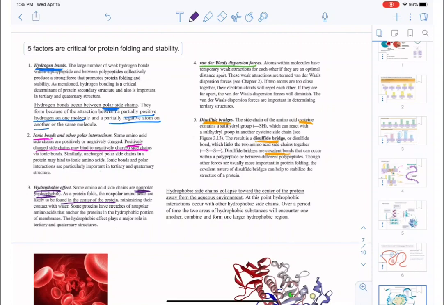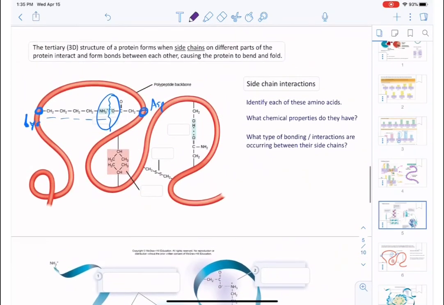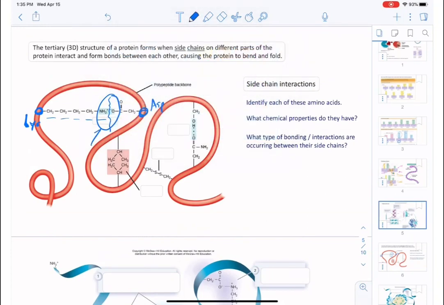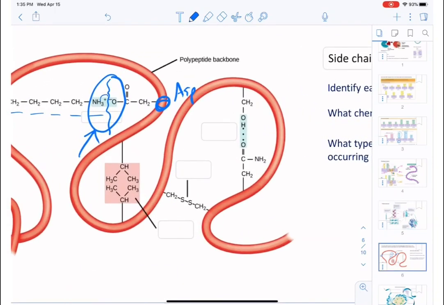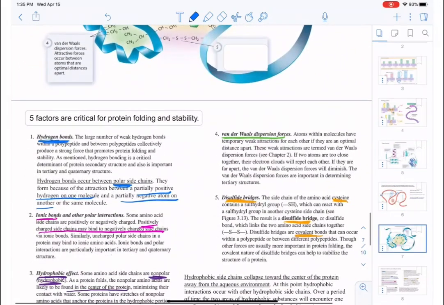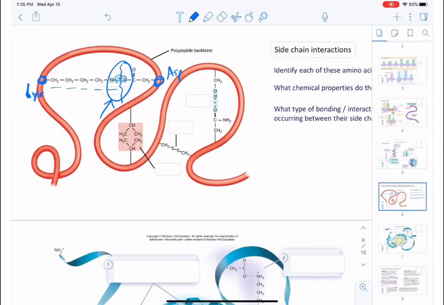Now, out of all of these interactions here, what type of interaction is occurring right there? Well, we have a positive charge that's linking together with the negative charge. So that is an ionic bond. That's an ionic bond.